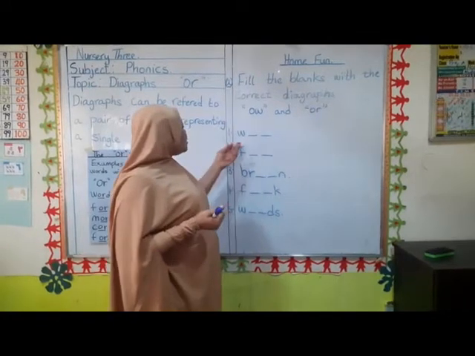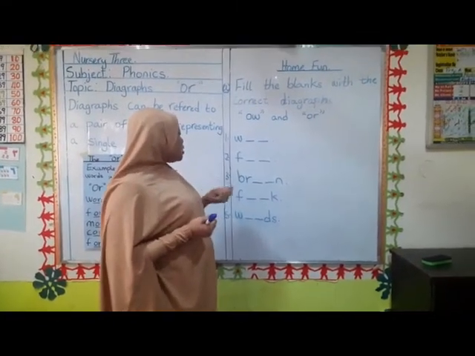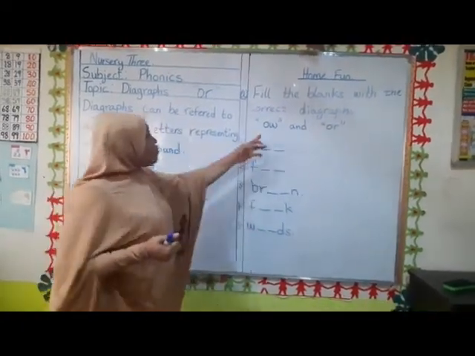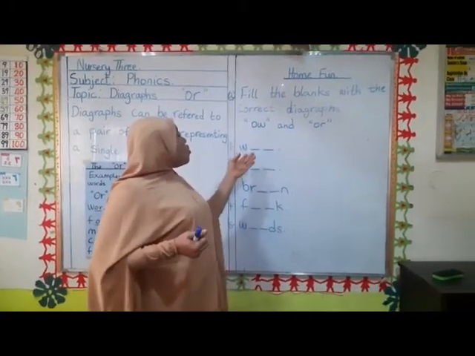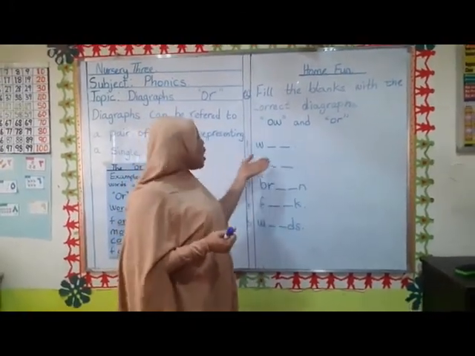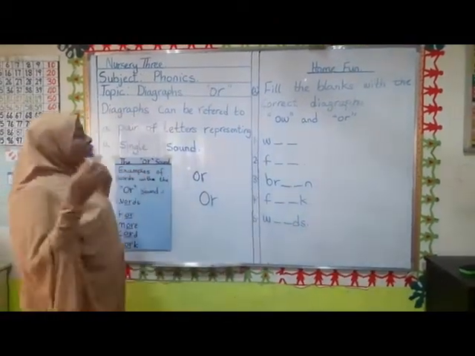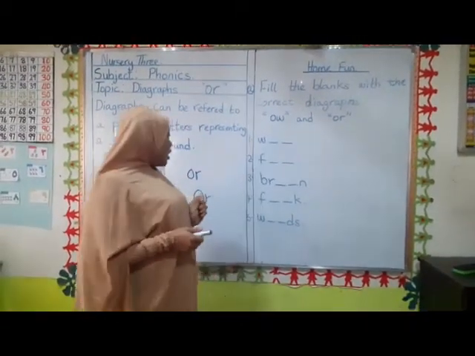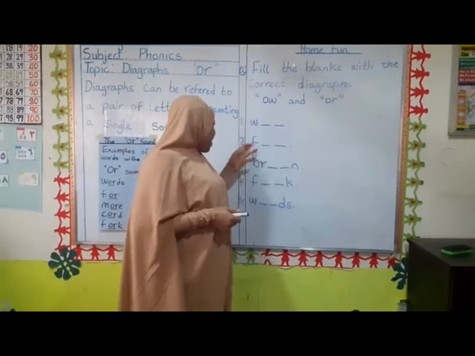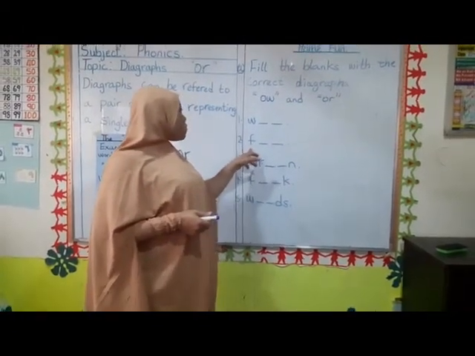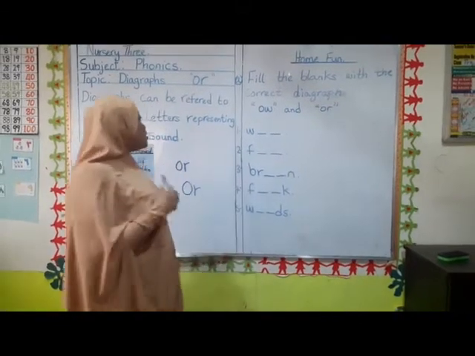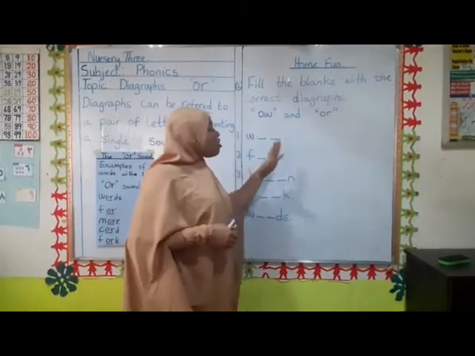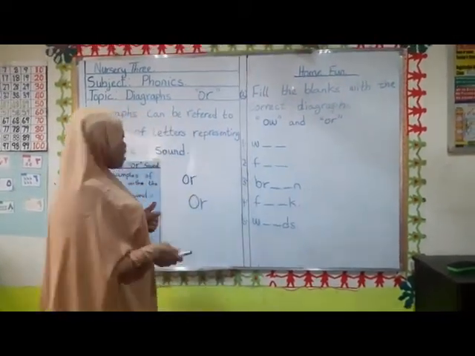First of all, this is a letter W. If you put the digraph O and W, it will give you wow. Remember, we treated wow when we were treating the digraph O and W. Then when you move to number 2, you have F, and the digraph to put there is O and R. If you put O and R here, it will become what? Fur.